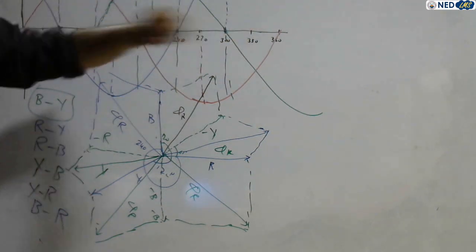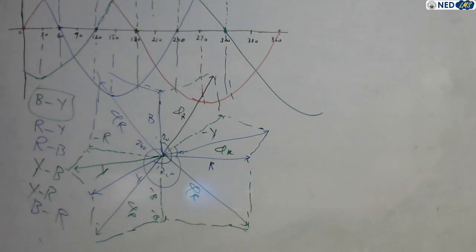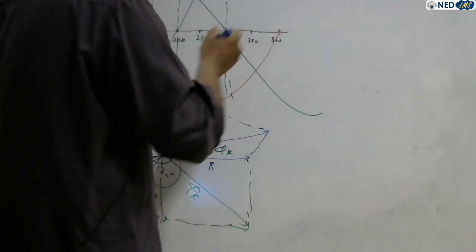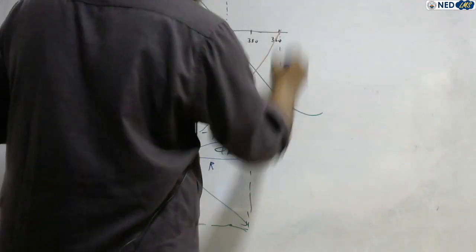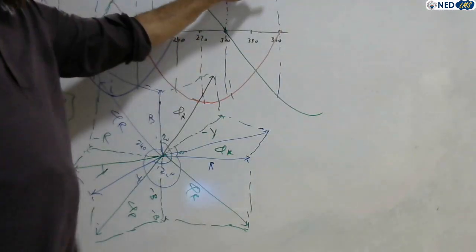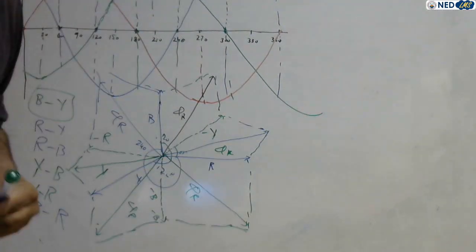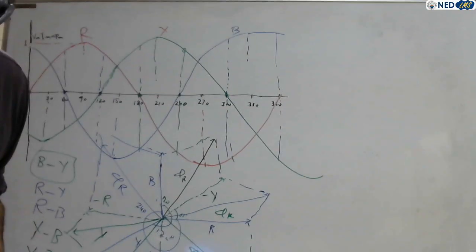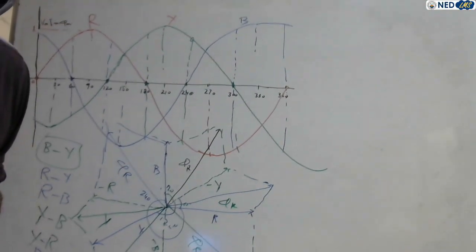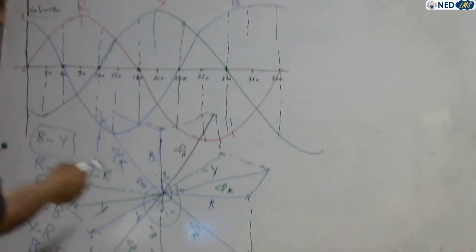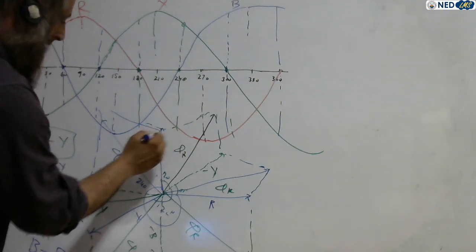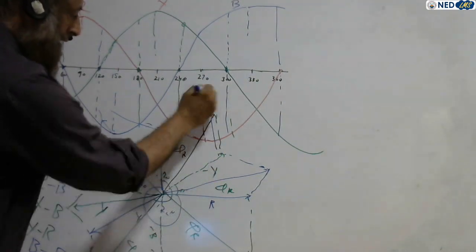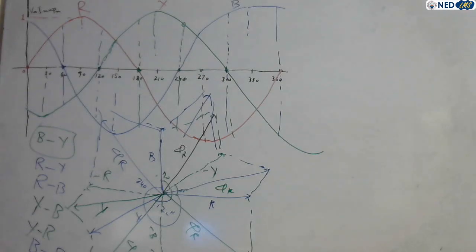We can go to 360, right? So we will cover 360 also. At 360, the blue phase is positive and the yellow phase is negative, right? Negative yellow and the blue phase add up together, right? So it comes over here. So it actually rotates.